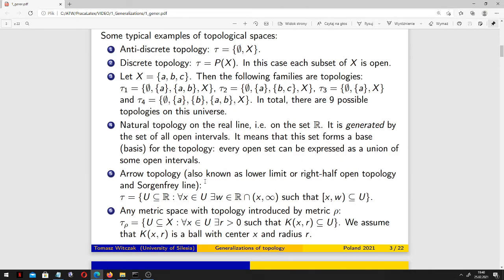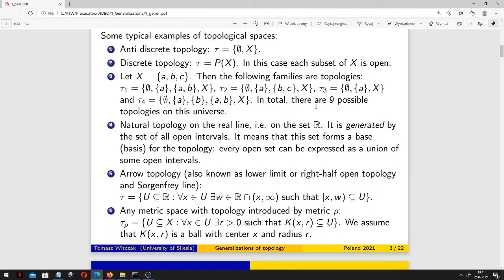Some typical examples of topological spaces: anti-discrete topology, which contains only the empty set and the whole universe; discrete topology, which is identical with the power set of X. Then we have a finite universe, which contains three elements, say A, B, C, and the following families are examples of topology on X.